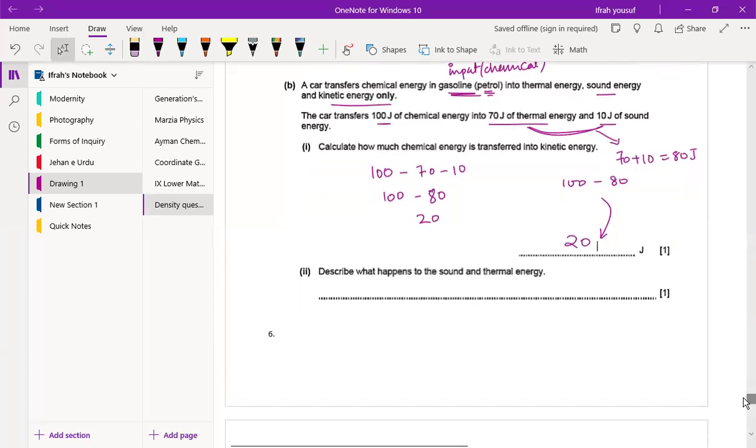All right. So describe what happens to the sound and thermal energy. Yes, what do you think, where do the thermal energy and sound go? You have to describe where they go. They are transferred. Okay, we should write dissipate. Dissipate in the environment, right? Dissipate or lost in the environment. Okay, done. Any confusion here?